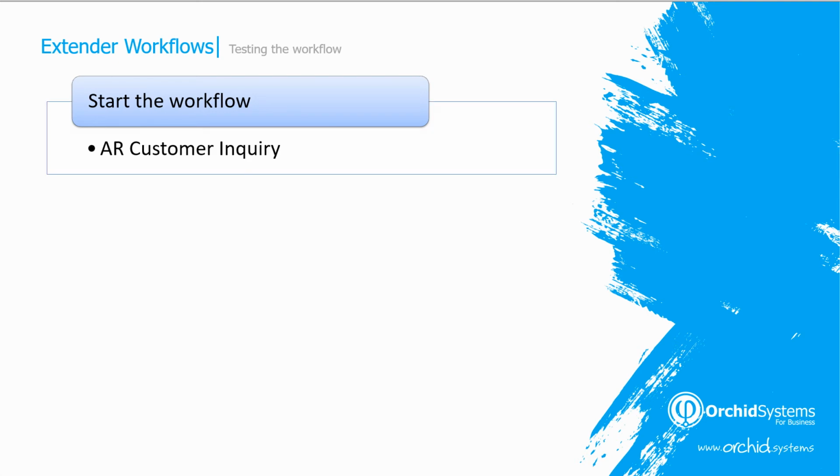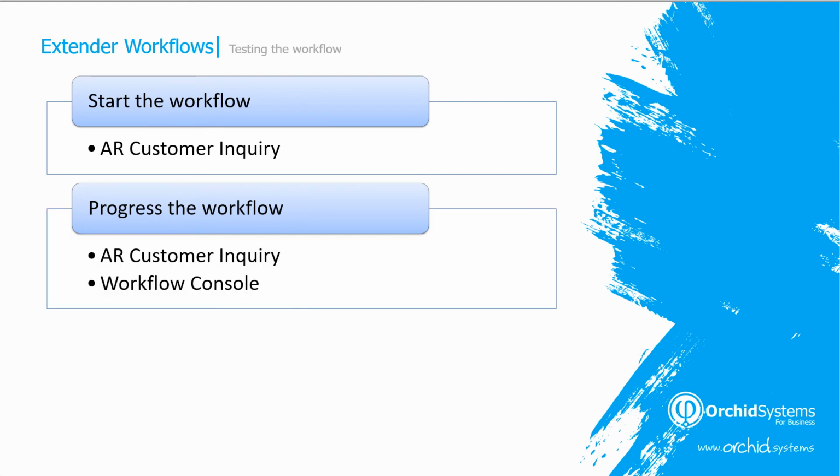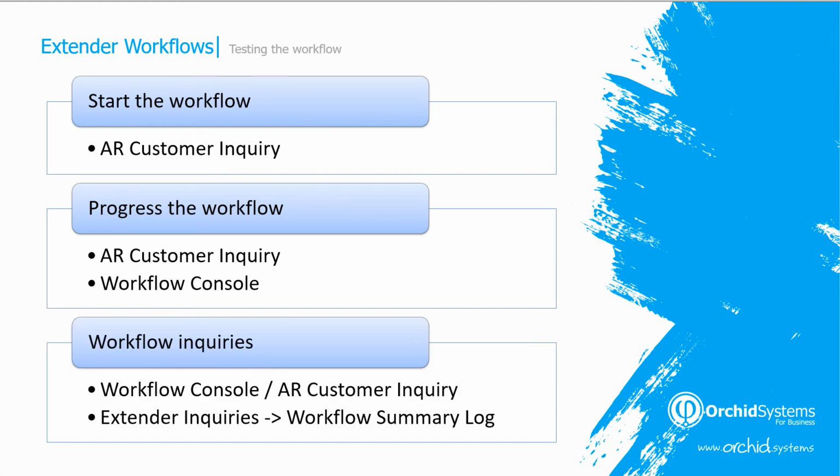Then we saw how to start the workflow off the AR customer inquiry. We saw how to progress the workflow either on the AR customer inquiry or on the workflow console. And we saw the workflow inquiries, how you can drill into the underlying screen, how you can drill into the values and go to the workflow inquiry screen to look at the workflow summary log and workflow detail log.